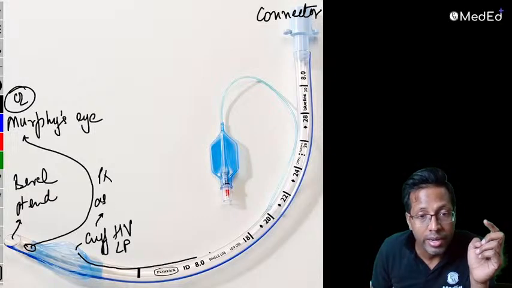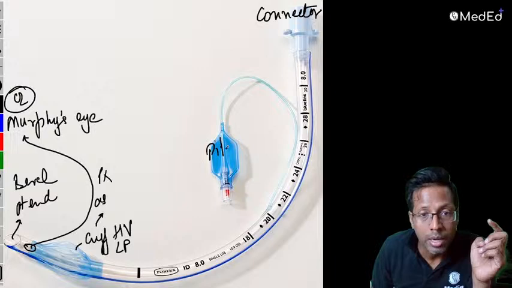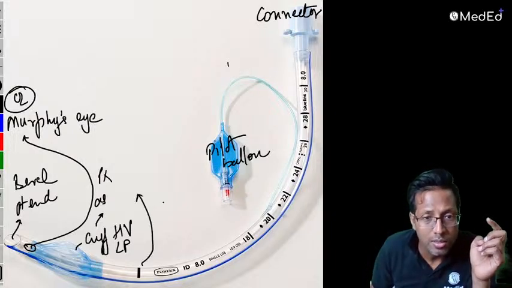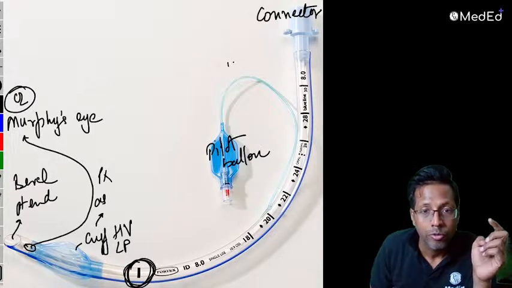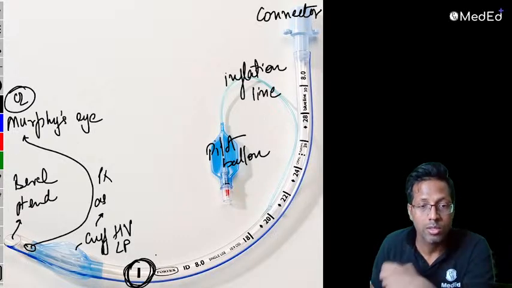The cuff gets inflated from the air that comes from the inflation line, and this is called the pilot balloon. This is the inflation line. These two will not be asked in the exam. They normally don't ask this. What they ask is, what is this line which you see? The next one.